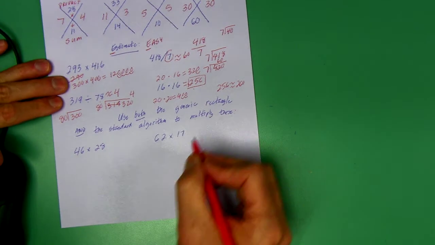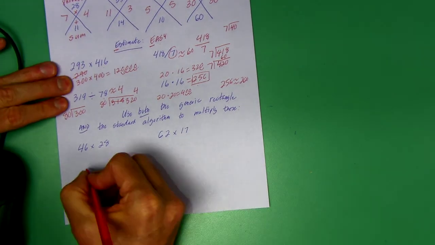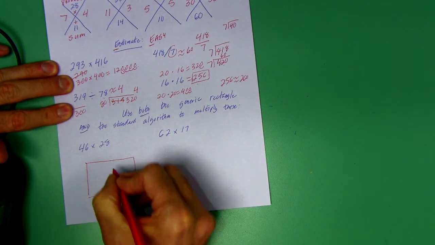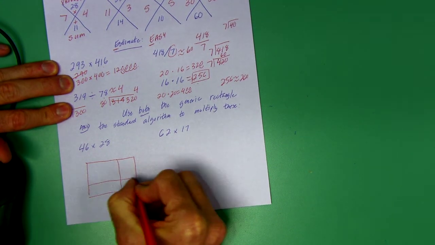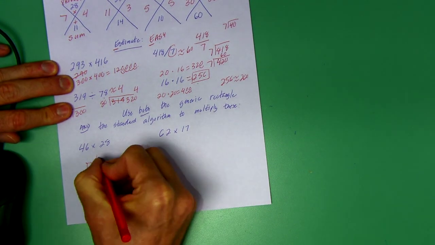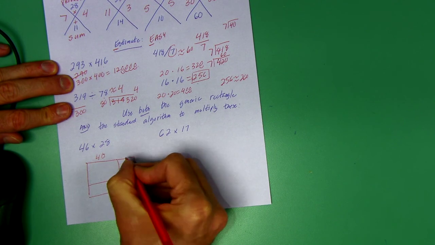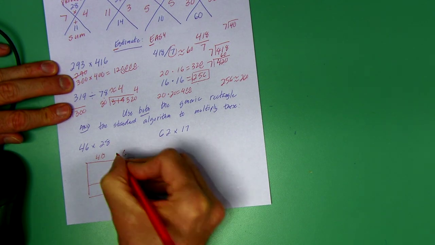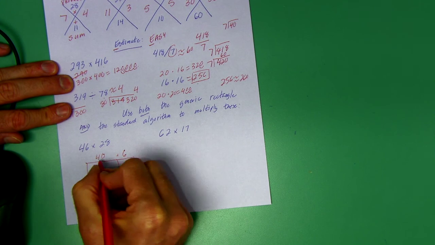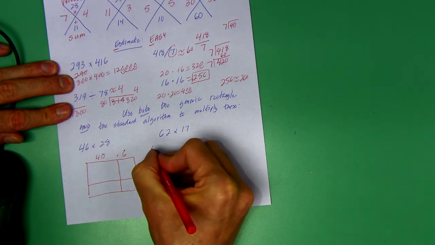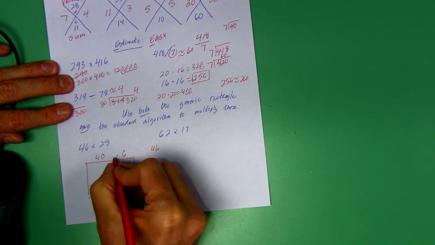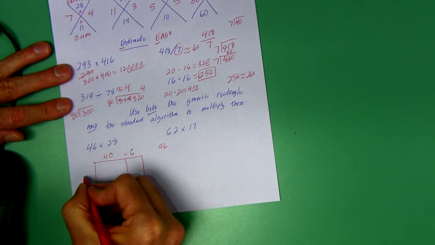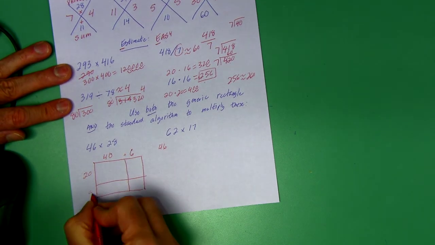Use a generic rectangle and the standard algorithm to multiply these. Okay, so what am I putting here? I'm going to go ahead and put the 40 there, which means what goes here? A 6. Sometimes they put a little plus sign in there to recognize that's 40 plus 6 is the 46, right? Don't be confused when they start doing that in the book. Okay, and this is going to be a 20 and an 8.